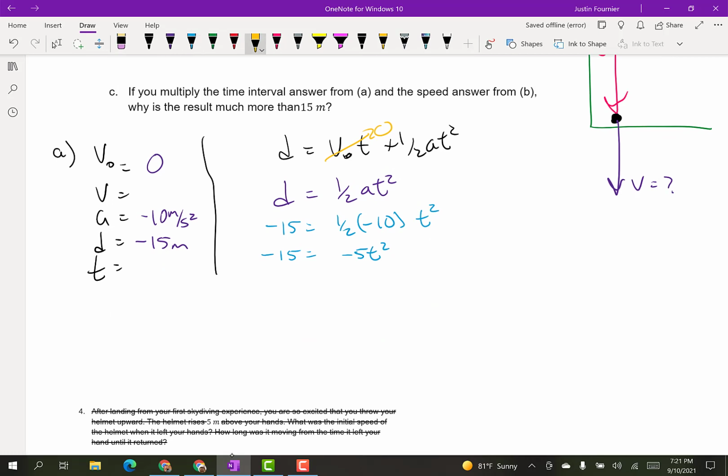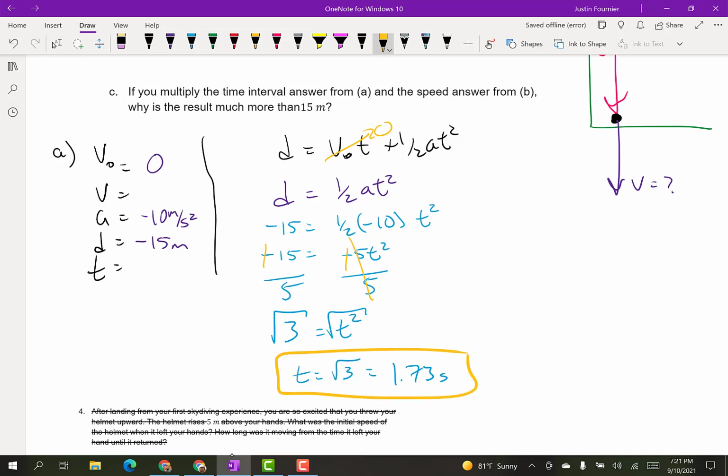The negatives cancel out. And then I divide both sides by 5. So the 5's cancel out, and 15 divided by 5 is 3. So lastly, I'm going to take the square root of both sides, and I get that t is equal to the square root of 3. And the square root of 3, if I plug it into my calculator, is 1.73 seconds. So there's the time.